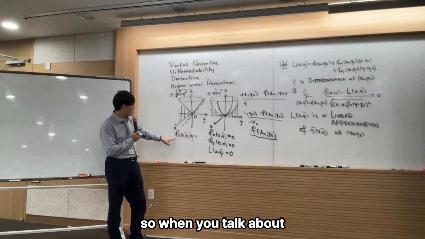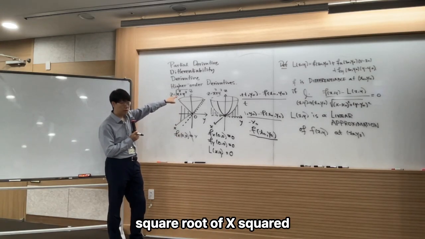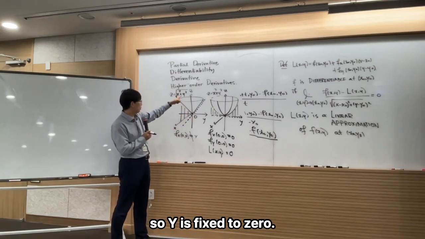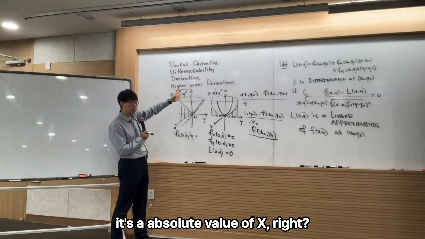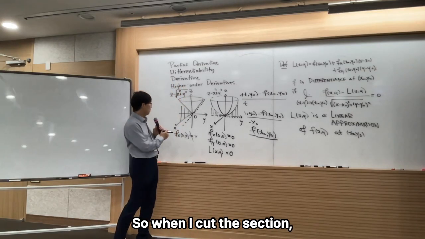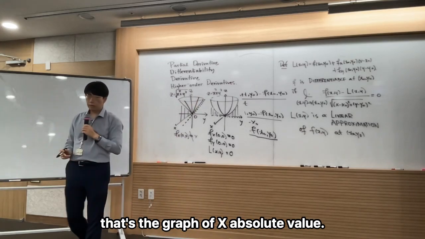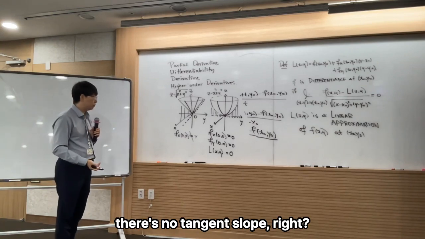When you talk about the partial derivative in terms of x of this function, square root of x squared plus y squared, you're talking about when y equals 0, so y is fixed to 0. So when you take the square root of x squared, it's the absolute value of x, right? Exactly the same graph that I have drawn before. So when I cut the section, that's the graph of the absolute value of x. There's no slope. There's no tangent slope, right?